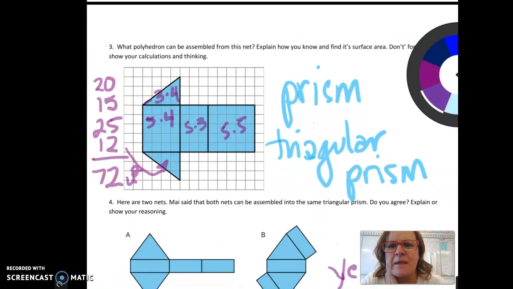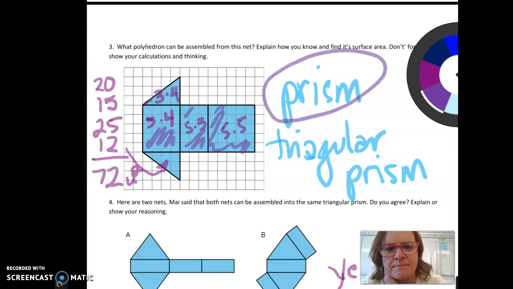In number 3, what polyhedron can be assembled from this net? Well, right away, when I see that we have rectangles as faces, I know it's a prism. And because the bases are triangles, I know it's a triangular prism. And to find the surface area, I'm just going to find the area of all of the parts. And so the triangles together, if we put the 2 triangles together, they'll make a 3x4 rectangle. So that's where I got the 12.